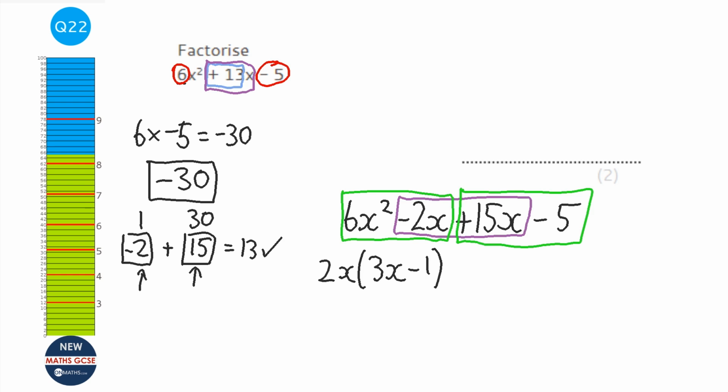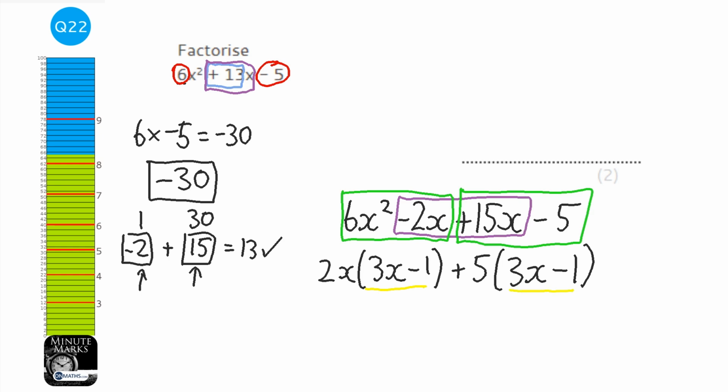And then I can factorize the second green square, so 15x and minus 5. So there's going to be a plus 5 that I can divide out of both of those. 15x divided by 5 is 3x. Minus 5 divided by 5 is minus 1. Now you'll notice, if you do this right, that you get the brackets the same. 3x minus 1, 3x minus 1.